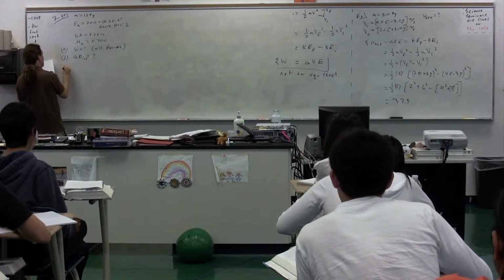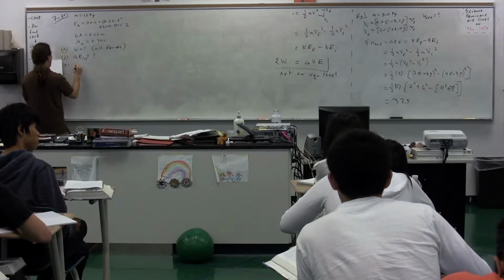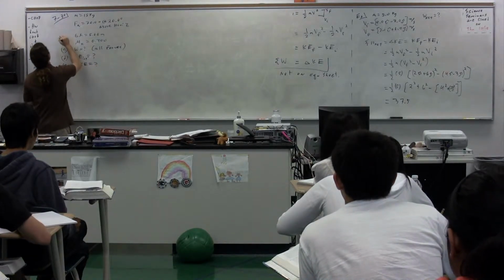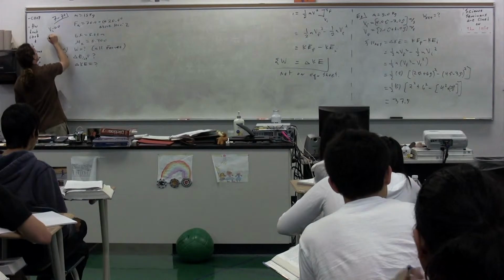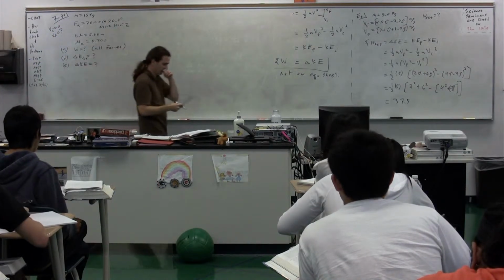I'm sorry, what was the E? Find the total change in the block's kinetic energy. Oh, the change in kinetic energy. That makes sense. Okay, that's not enough. We're going to assume that the initial velocity is equal to 0, and we're going to find the final velocity as well, because there's not enough there.